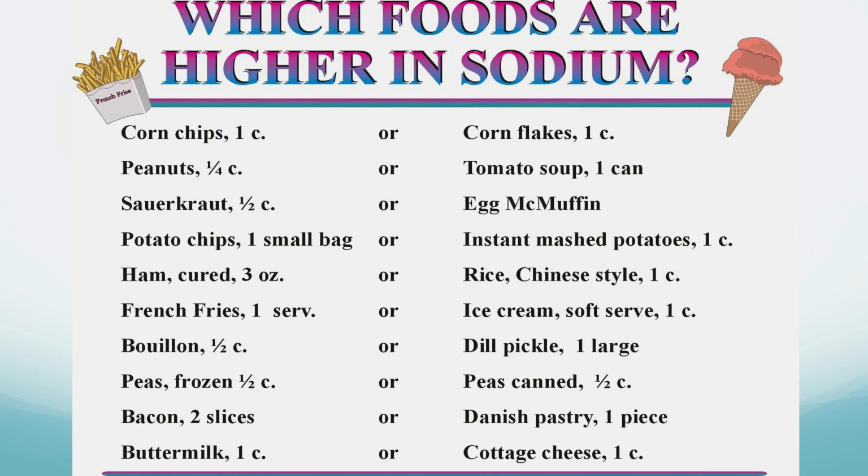So let's just take a look here. Look at some of these foods. I want you to guess. Let's say corn chips, for example, versus corn flakes. Which one do you think has more salt in it, more sodium? Corn chips. How about peanuts versus tomato soup, a can of tomato soup? Yeah, the cans have a lot. Sauerkraut versus an Egg McMuffin.